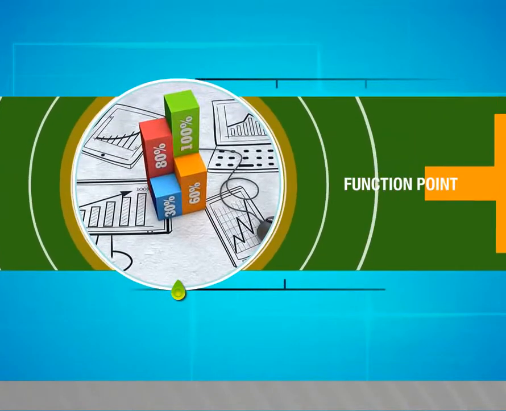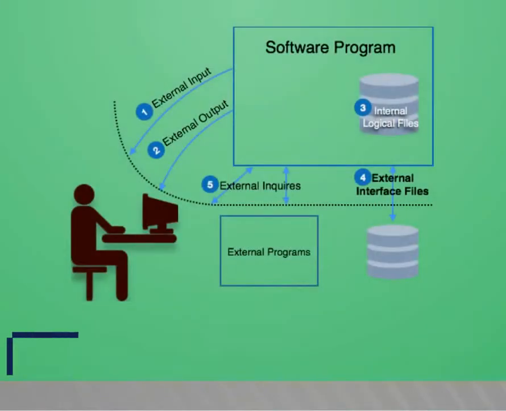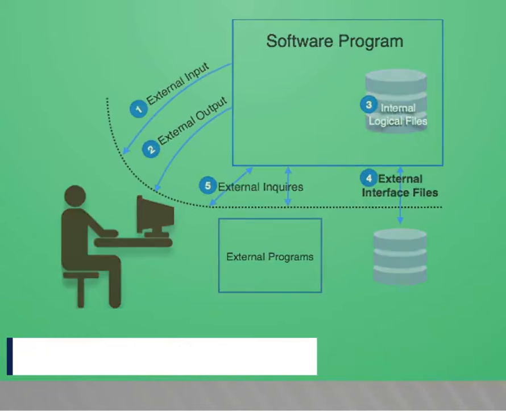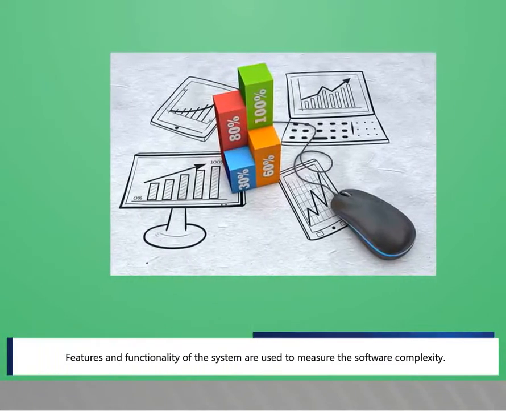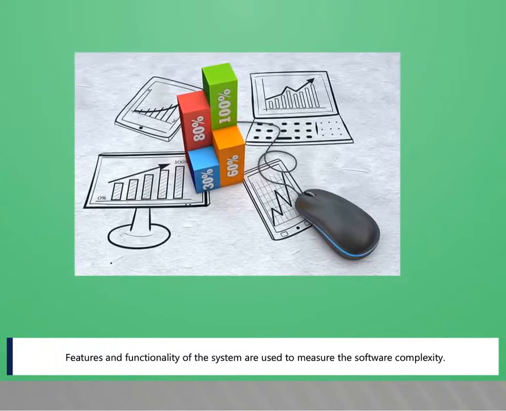Function point. In this video, we are going to see about function point. It is widely used to measure the size of software. Function point concentrates on functionality provided by the system. Features and functionality of the system are used to measure the software complexity.